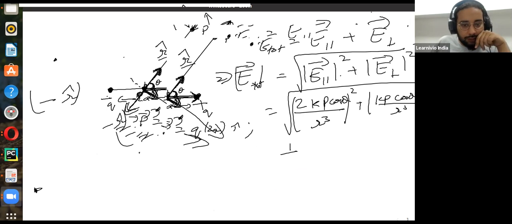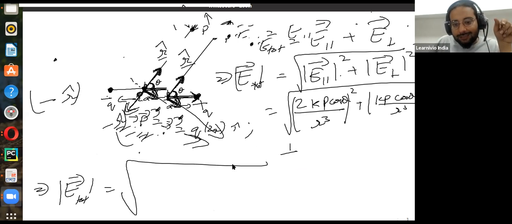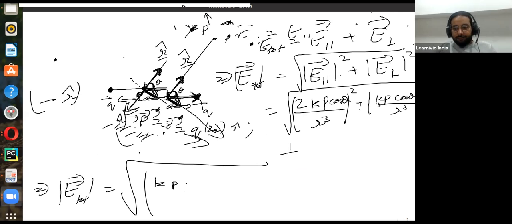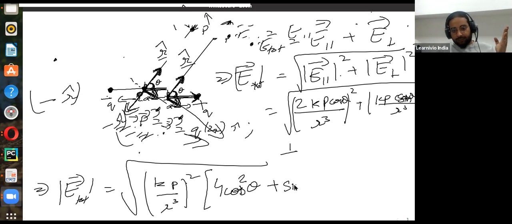So what will remain? The E total that we are calculating. See, everything is essentially the same, right? So you can just take out what is common. What all is common? P, K, P. This is sine theta. This is not cos theta. Kp over r cubed and the square of that. What is remaining is 2 squared, which is essentially a 4 cos square theta plus a sine square theta.